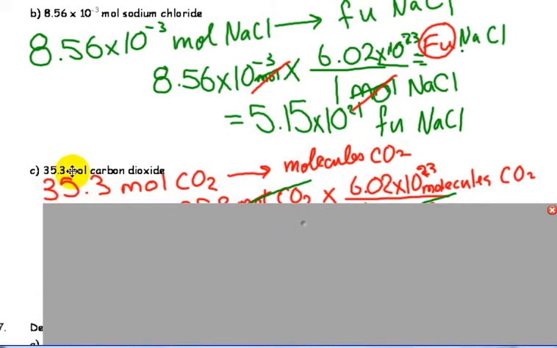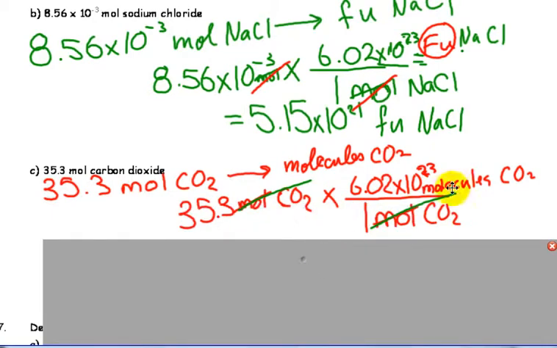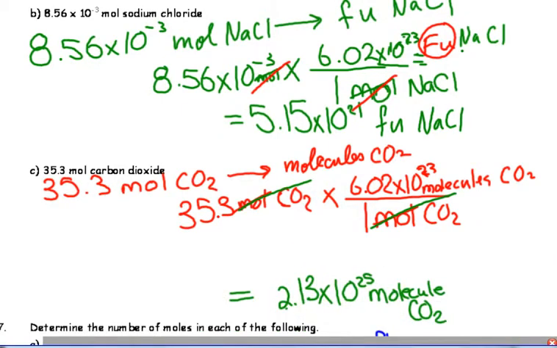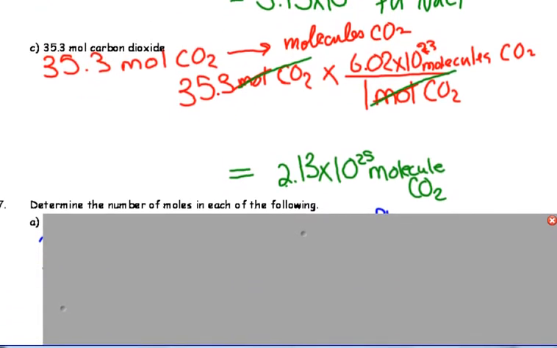Carbon dioxide, going from moles to the representative particle for carbon dioxide. Carbon and oxygen are both nonmetals, so we're talking about molecules. So the numbers are arranged the same here, it's just that the particle unit is slightly different. And the answer there works out to be 2.13 times 10 to the 25 molecules.